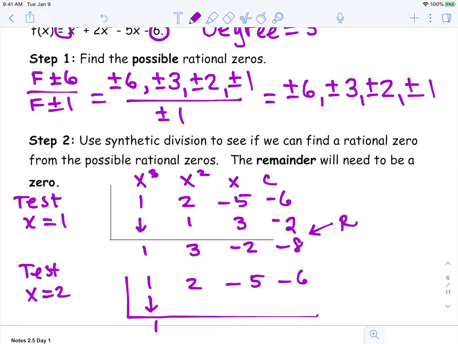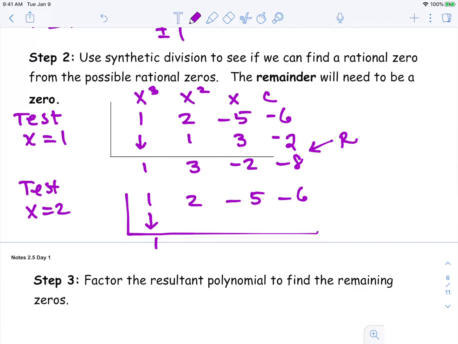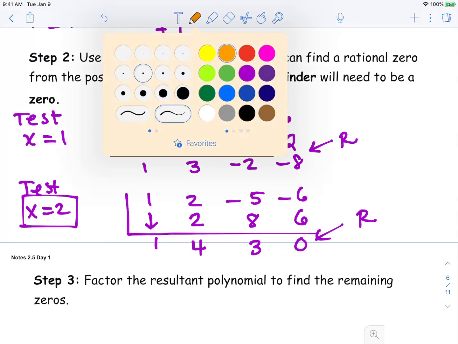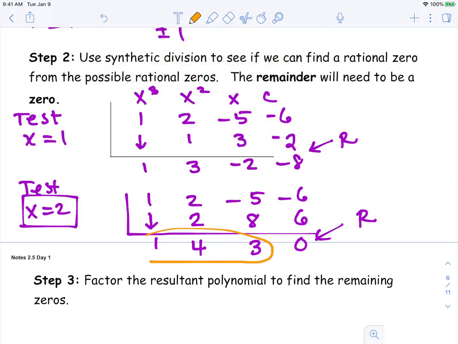Bring down the 1. Multiply it to 2. Add the column. Multiply the 2. Add the column. Multiply the 2. Add the column. This remainder is 0. So x equals 2 is a 0 of the function. So if you remember in a previous video, this leftover number set is going to be, drop the degree, x squared, x, and constant, a quadratic.